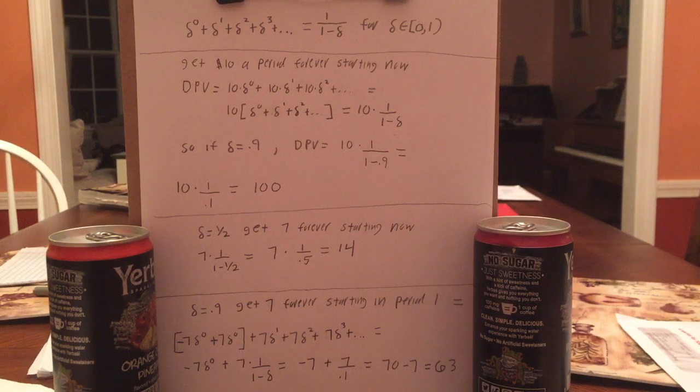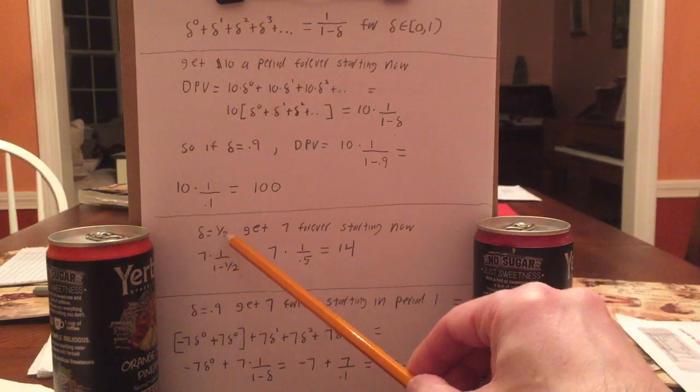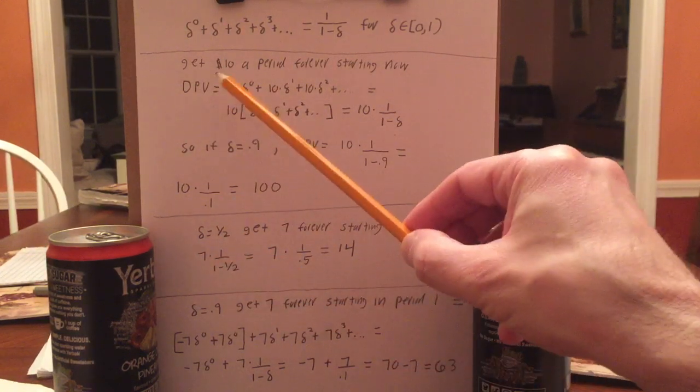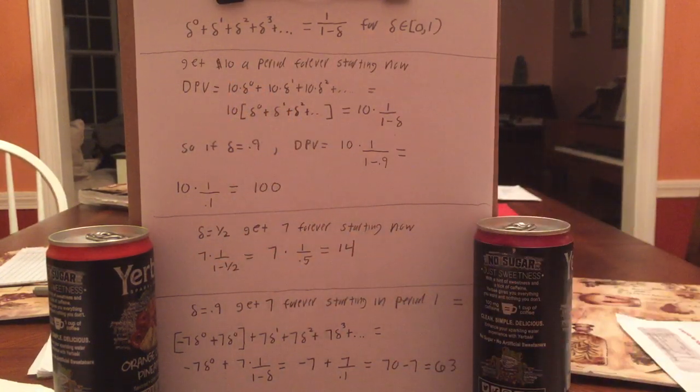So if you have a discount rate of 1/2, that means if someone gives you X forever starting now, the discounted present value of that is 2x. So obviously, if delta is 1/2, discounted present values tend to be a lot lower than if delta is 0.9, because remember, the lower the delta, the less you care about the future. So the less valuable it is to keep getting money into the future.